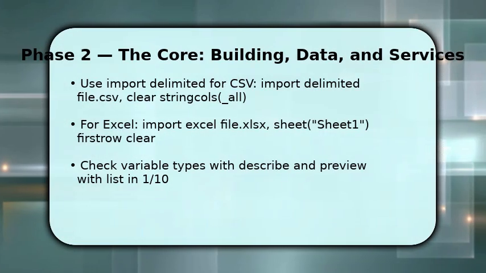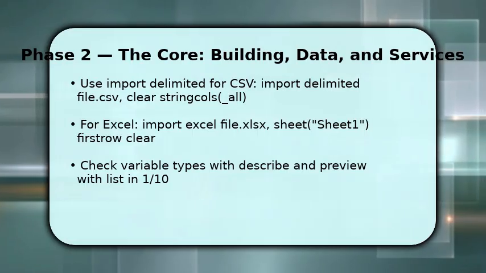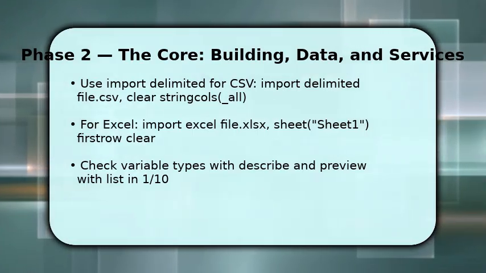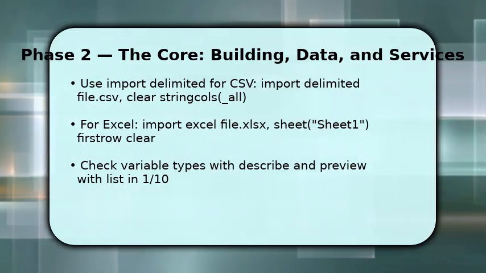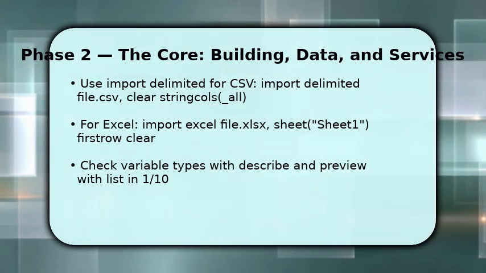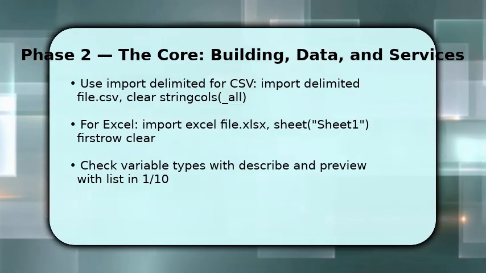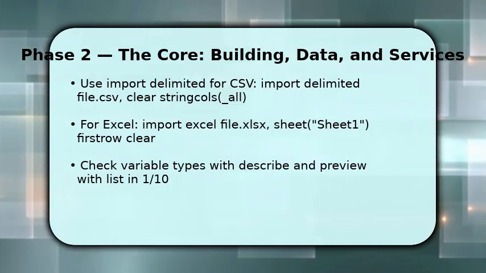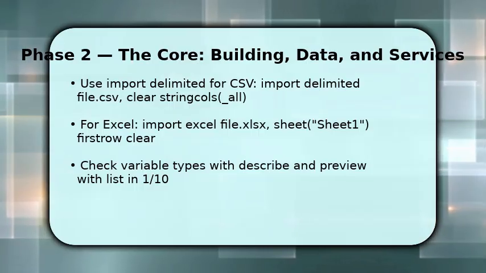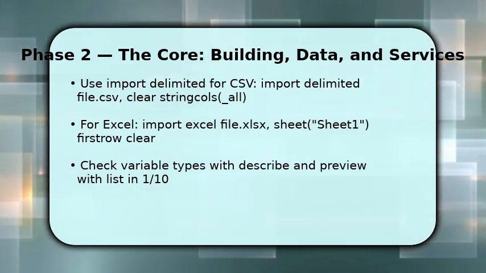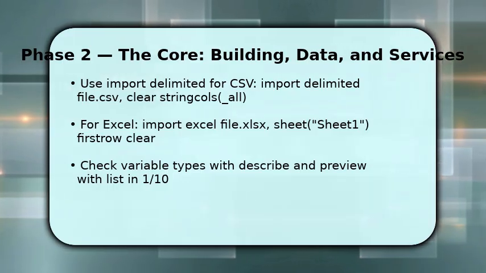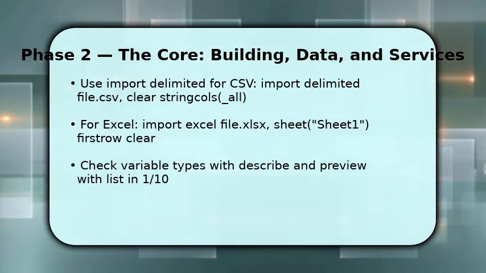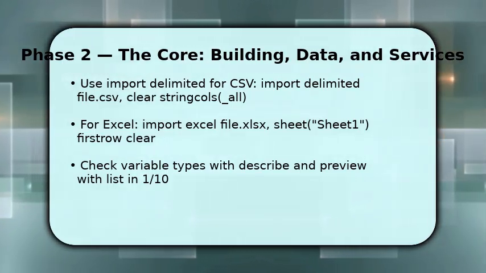You now import the actual data. Choose the command that matches your file. For CSV, run import delimited file.csv, clear stringcols(_all), so text stays text. For Excel, import excel file.xlsx, sheet("Sheet1") firstrow clear to use the header row as variable names. After import, run describe to inspect variable types and list in 1/10 to preview rows. This helps you catch type mismatches early. Then, make conversions as needed before analysis.